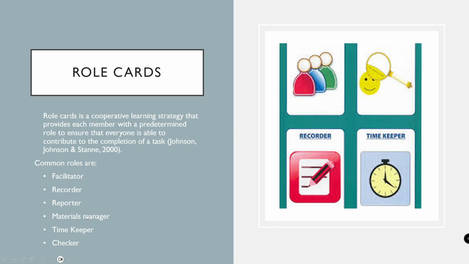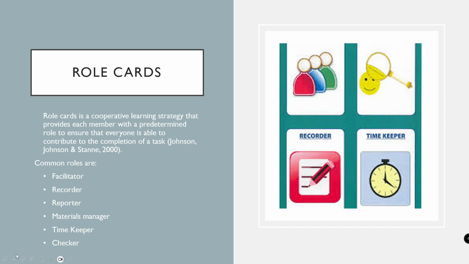You can have a timekeeper, materials manager. So when you say go and get your stuff, one person goes and does it. And a checker to make sure people are on task. My advice, start them off, explain them, get them to change their roles, because people will just gravitate towards the roles they're comfortable with if left alone.